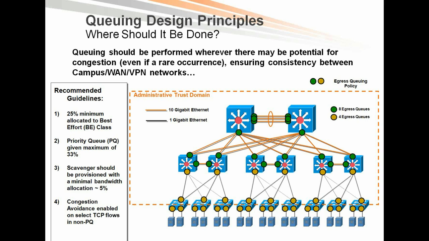25% for the best effort queue is loosely based on the fact that most of the traffic within your network today, you may have 3,000 plus applications.